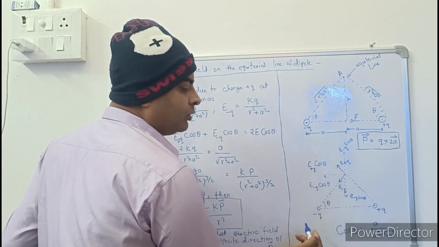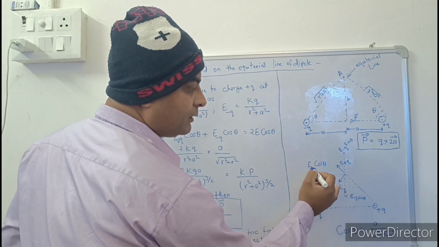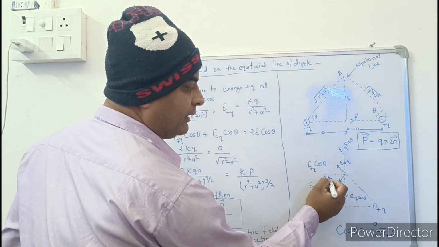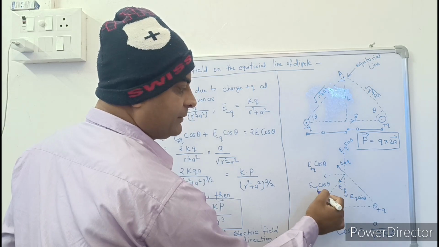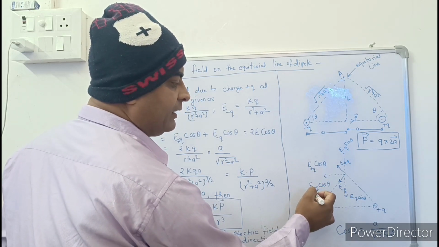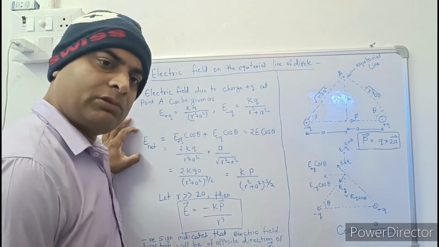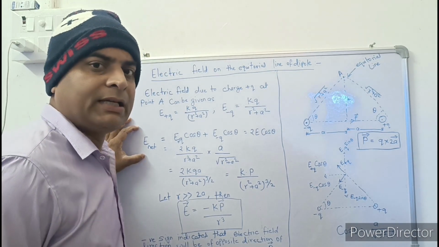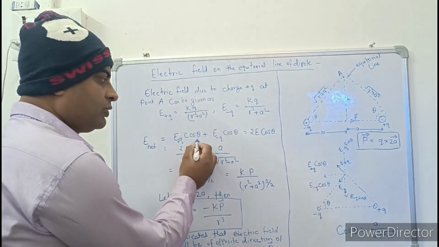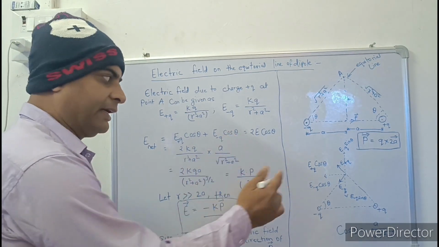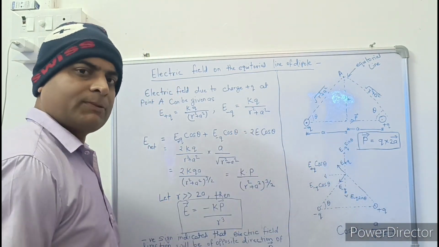And here, what will be the net electric field? The electric field due to this positive charge and the electric field due to this negative charge: EQ cos theta and E minus Q cos theta. So that's how we have written the net electric field here. What is the net electric field now? The positive charge gives EQ cos theta plus E minus Q cos theta, and as you know, the sine components are cancelling each other, so we don't need to consider them.